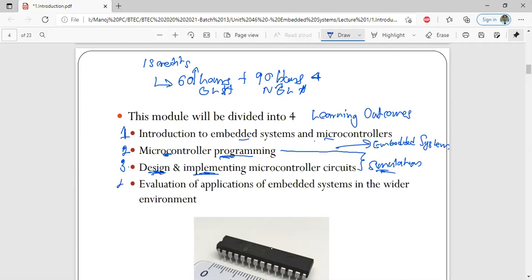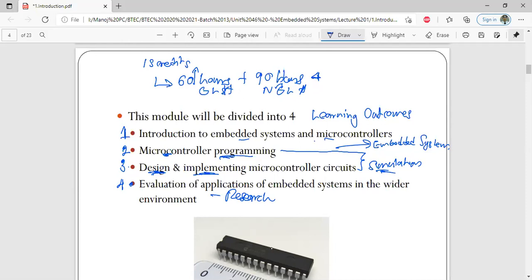Then in the fourth one, we have the research part. Evaluation of applications of embedded systems in the wider environment, right? Evaluation of applications of embedded systems. So what is the evaluation, right?